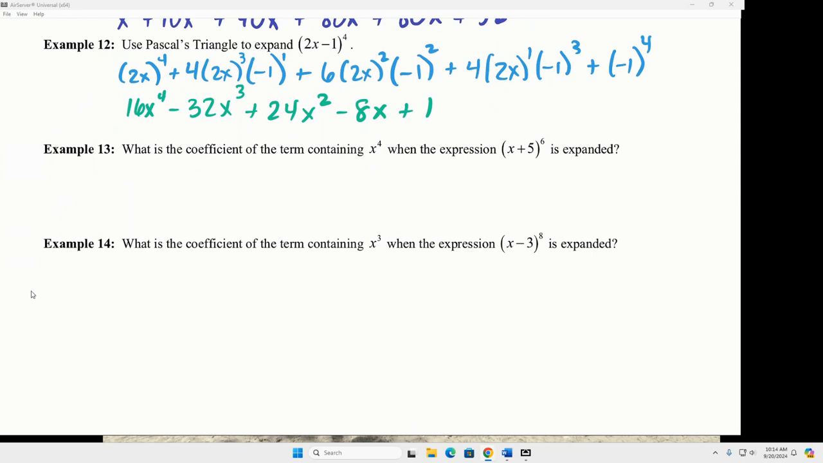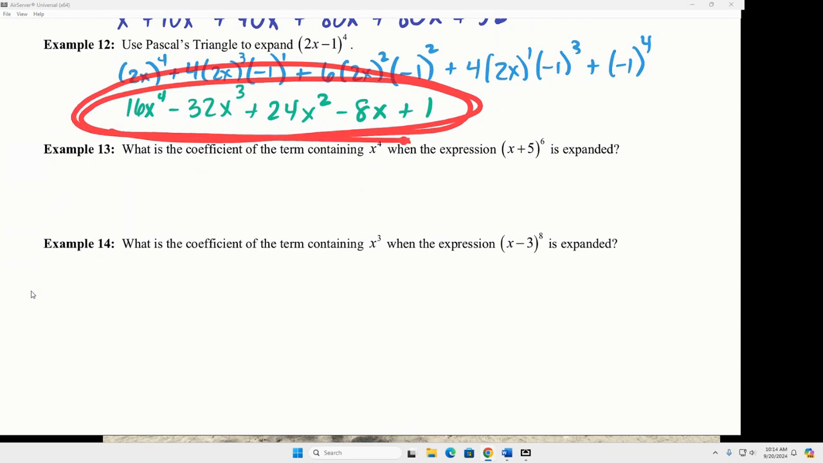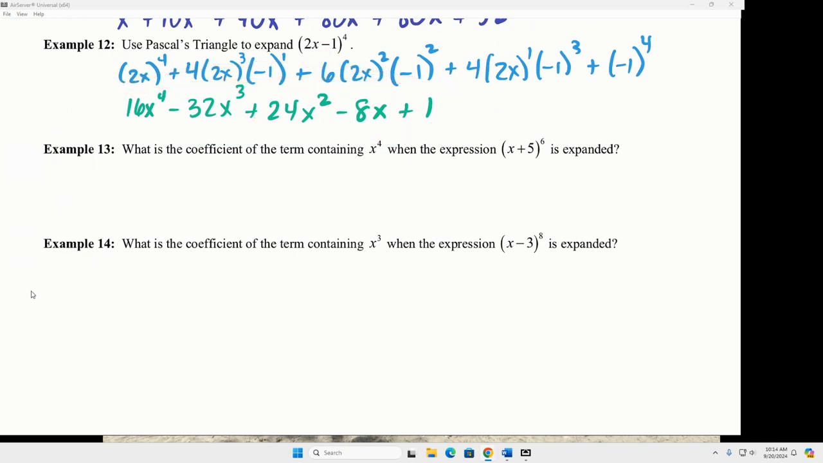What do you guys notice about the signs here? The signs? They alternate, good. So if you have a minus there, it's going to alternate from positive to negative whenever you're done. This is another thing to kind of check for. All right, what questions do you guys have?